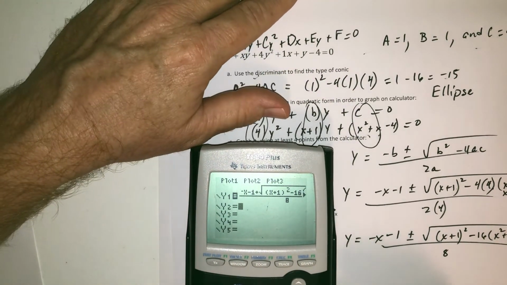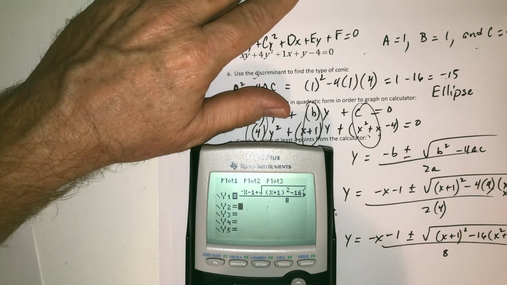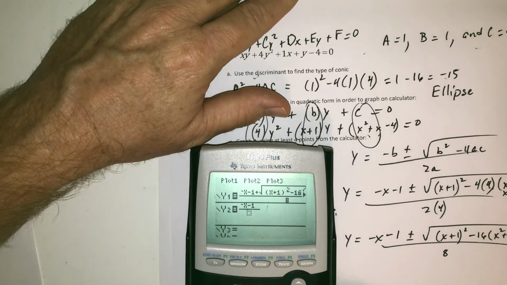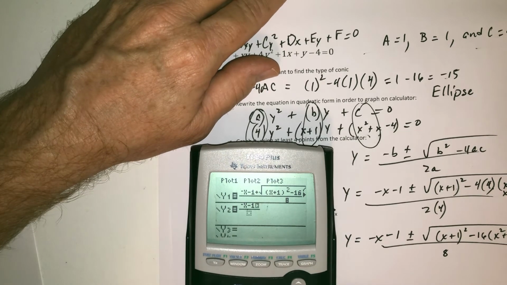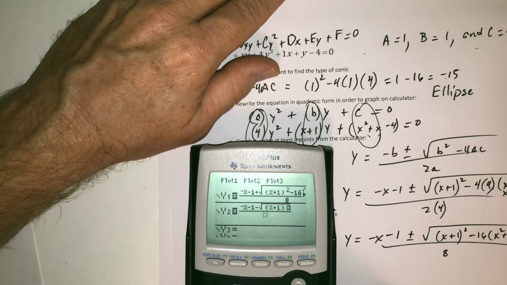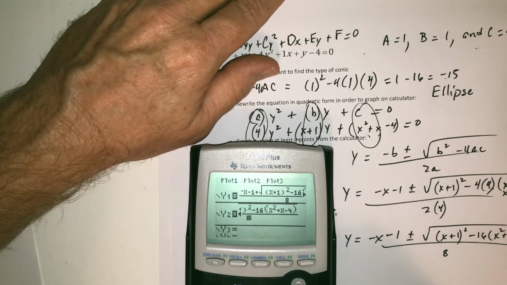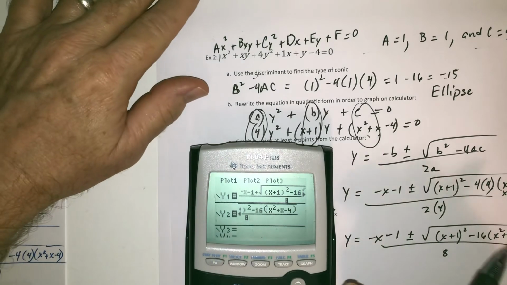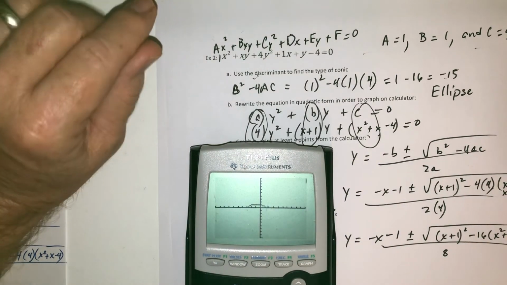So now we're going to do the minus. We need a fraction first, negative x minus 1, and we're going to subtract from that, so minus the square root of, in parentheses, x plus 1 squared minus 16 times x squared plus x, oops, that's not an x, back up, plus x minus 4, close parentheses, all divided by 8. Okay, now remember, we should get an ellipse. If we don't, we'll know we've done something drastically wrong. Okay, so let's hit graph.